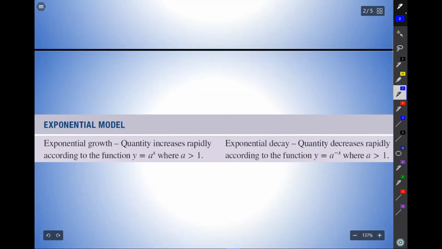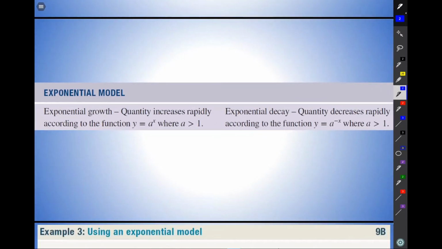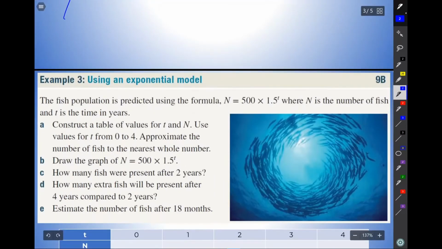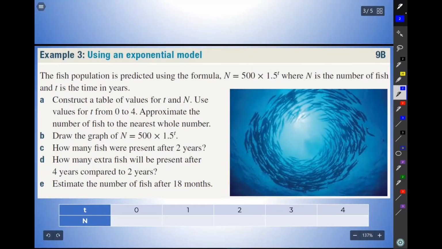You may have heard of this before, exponential growth or exponential decay. So for exponential growth, we have this general form. For exponential decay, we have the negative x. So a common situation where we'll use exponential growth is population, and in fact that's exactly the example we're going to look at. We're going to look at fish population.